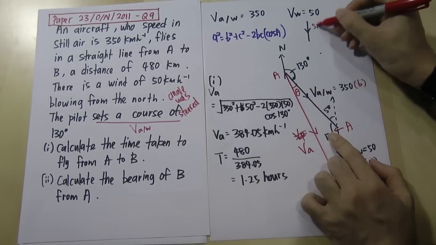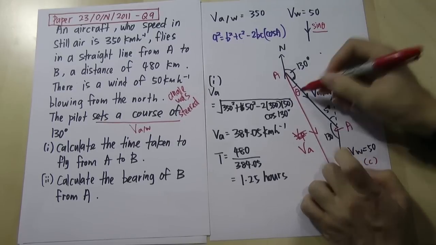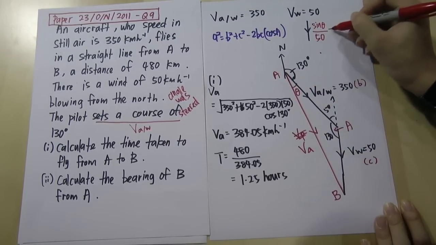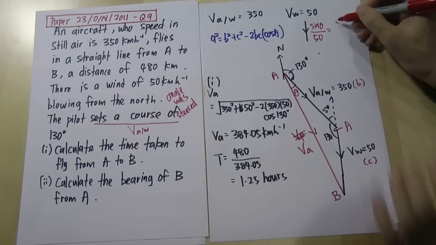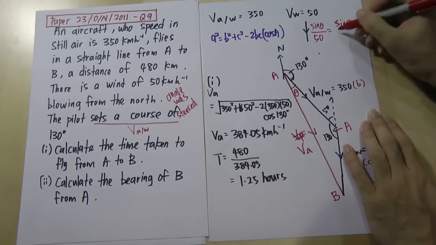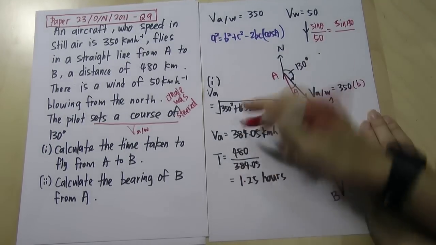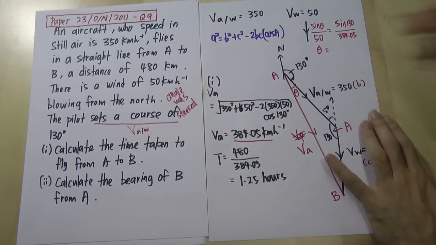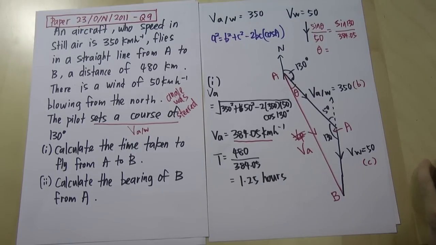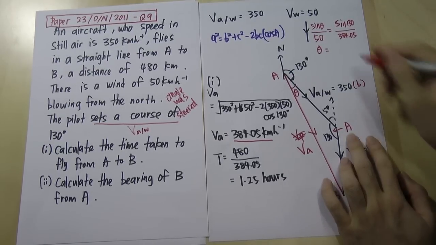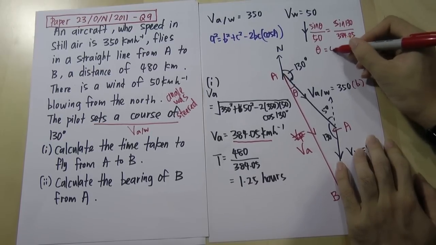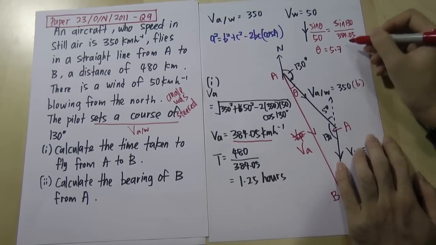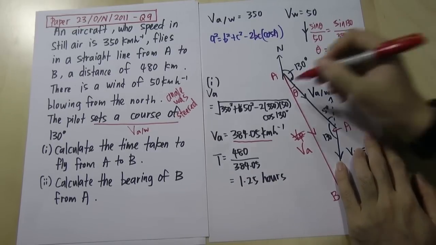So, sine angle, which is this angle I want to find, over the opposite length, which is 50, equals to, I want to take this one maybe, sine 130 over the opposite length, which is the velocity of the aircraft, which is here, 384.05. Then you get the angle easily. I just press the calculator, sine 130 divided by 384.05 multiplied by 50. Then I shift sine the answer. Yeah, I got my angle actually is 5.7. Right, so here is 5.7.